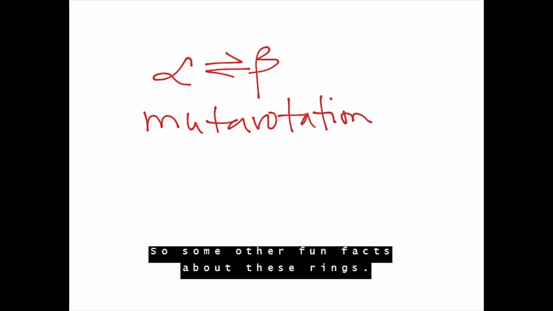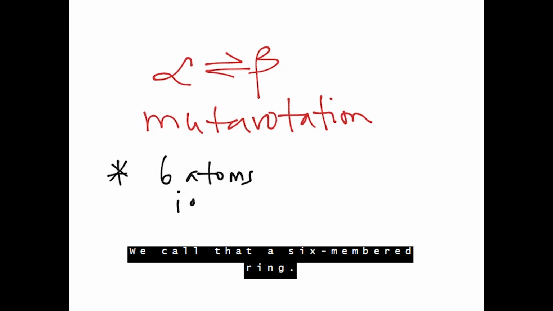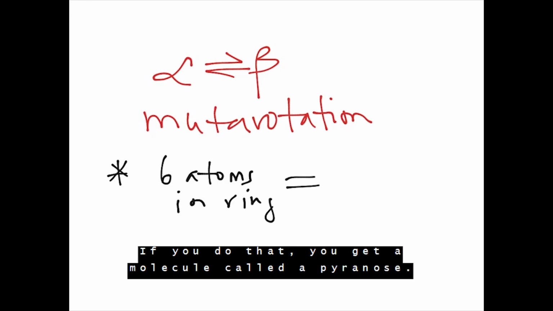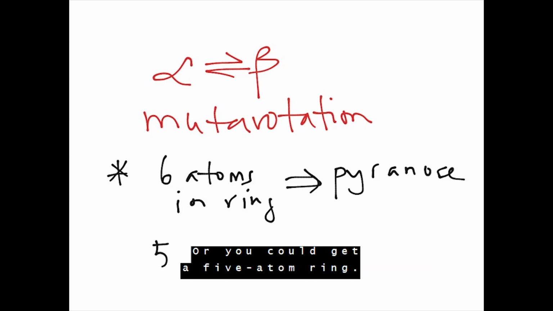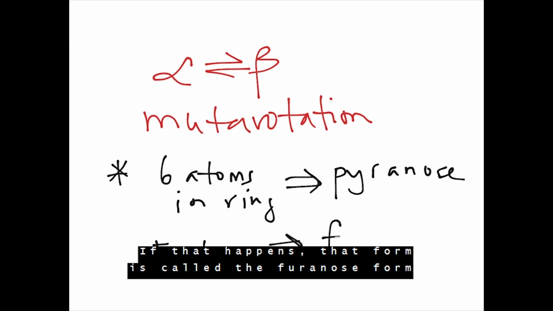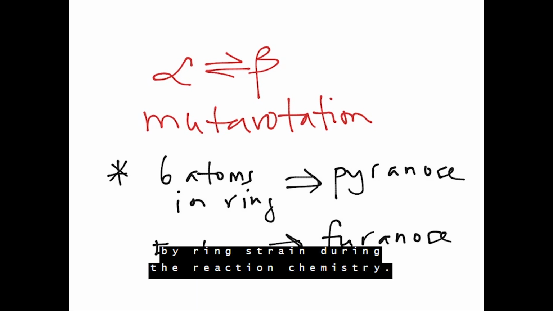So some other fun facts about these rings. You could get chemistry that results in 6 atoms in the ring. We call that a 6-membered ring. If you do that, you get a molecule called a pyranose. That is a pyranose ring, and you'll see that name in some of the names of the sugars we're going to be looking at. Or you could get a 5-atom ring. If that happens, that form is called the furanose form of the molecule. And again, these are governed by ring strain during the reaction chemistry.